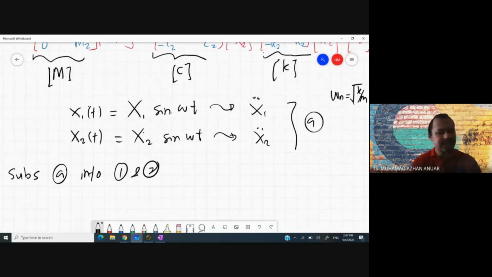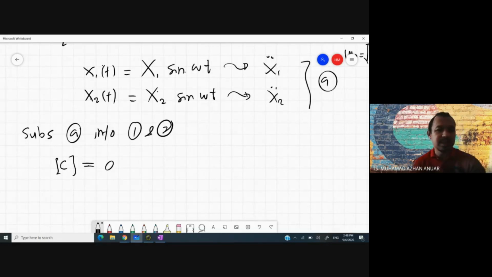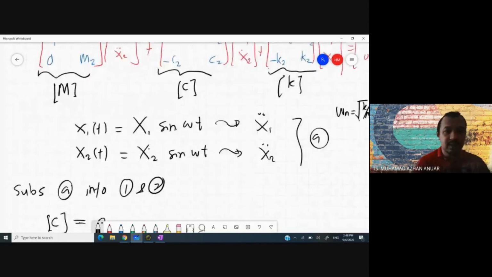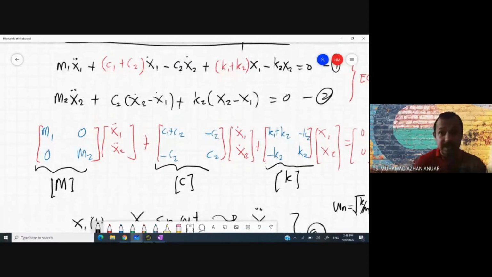So if in the exam question you have the damping part for questions A and B, but question C asks you to determine the natural frequency and mode shape, you can write something like this. You can write that the C matrix is equal to 0, or we neglect the C matrix. So we will be left with two matrices, M and K. Let's write back the equation with M and K.